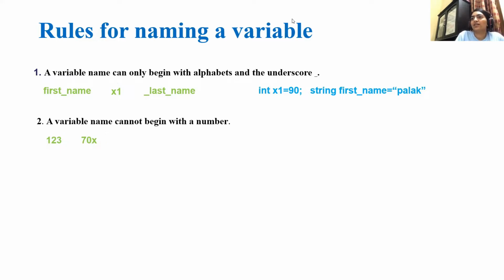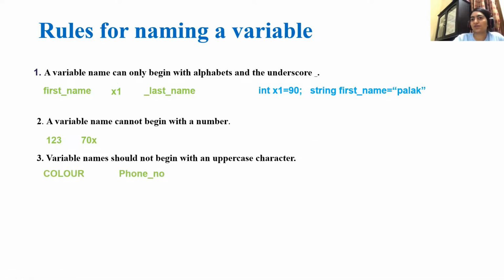All right. Now let's quickly begin our third rule, that you should not begin your variable name with uppercase. For example, this color or phone number. Although they are valid, it's not a good practice.